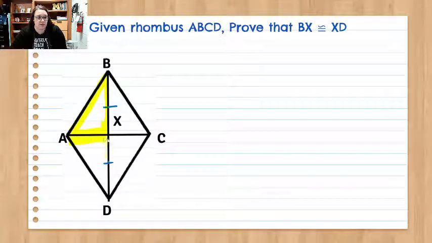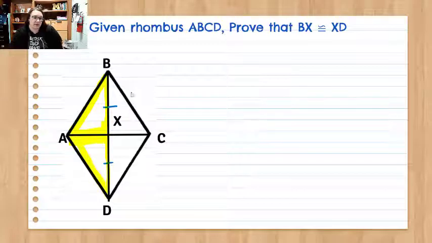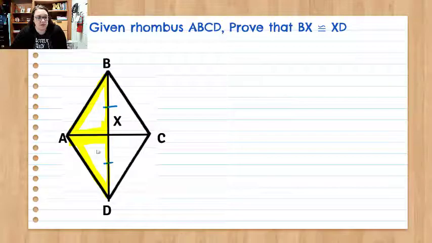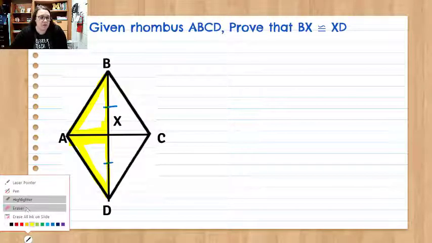So I'm going to pick these two triangles, and I'm going to kind of ignore the right half of the figure. I don't need it. But if I can show these two triangles are congruent, then those two sides of them must be congruent because of CPCTC. So let's show these are congruent.